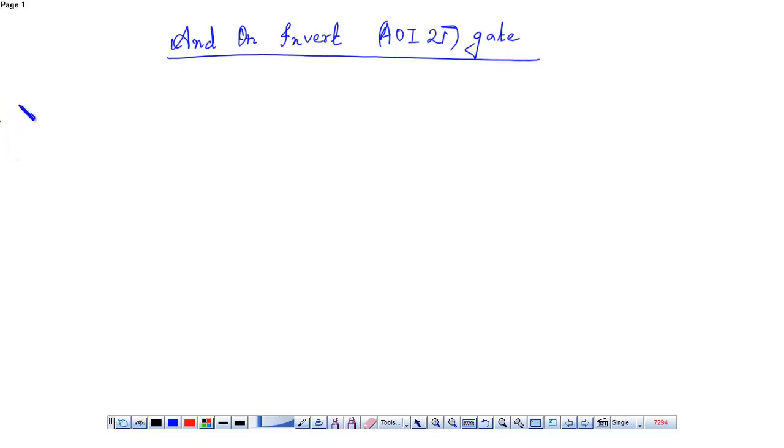Now how do we represent an AND OR invert gate? We represent it as Z is equal to A dot B plus C, whole invert. So it consists of AND, plus OR, plus invert.